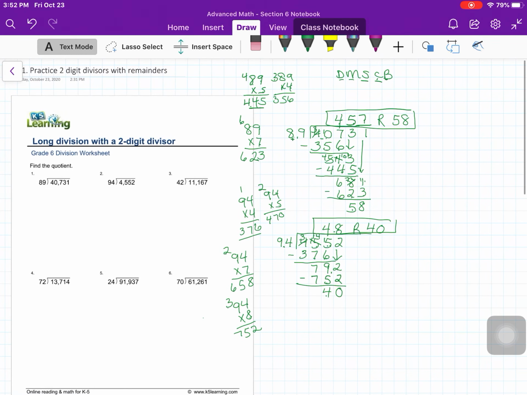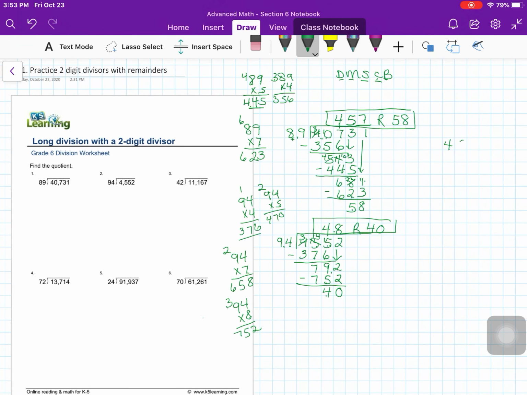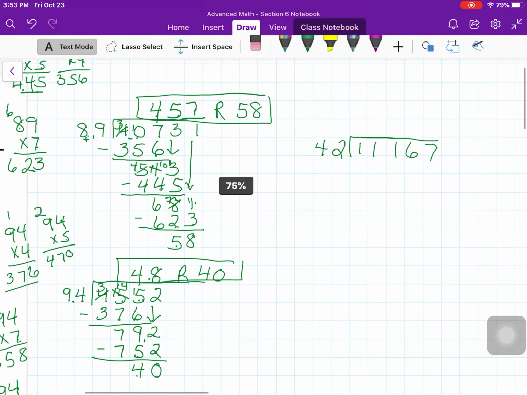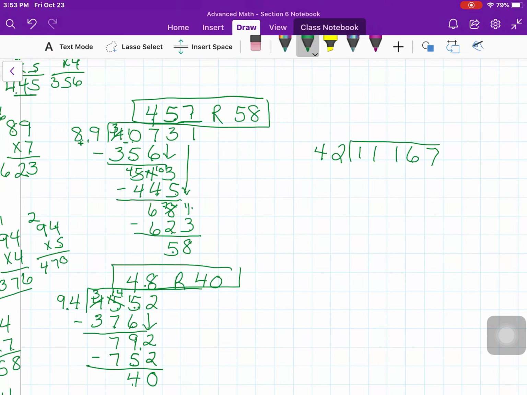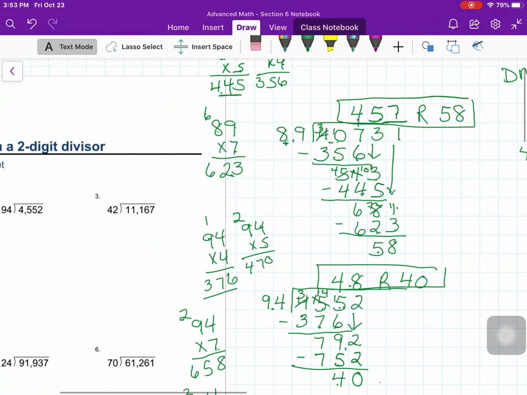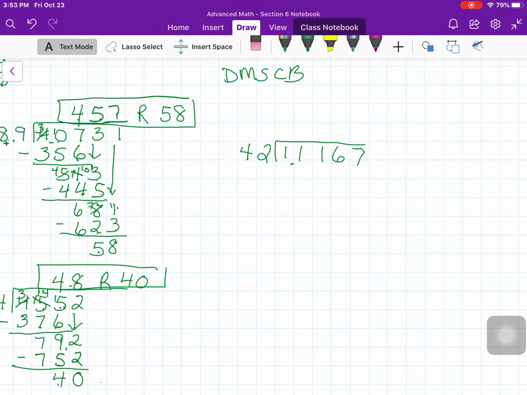Let's try number 3 here. So I think I'll rewrite it over here. We've got a 42 as the divisor. We've got 11,167 as my problem. I'm going to rewrite it so that I can use that. Let's get going. 42 into 111. I didn't do this one yet, did I? 42 into 111. Okay. Let's see.